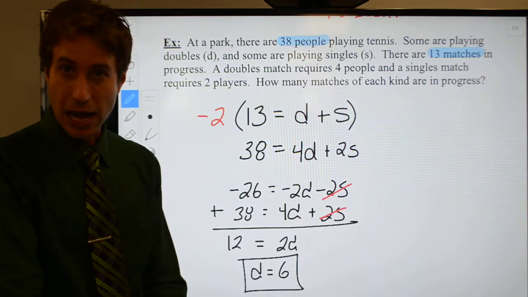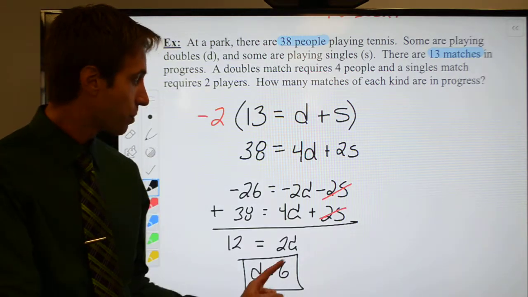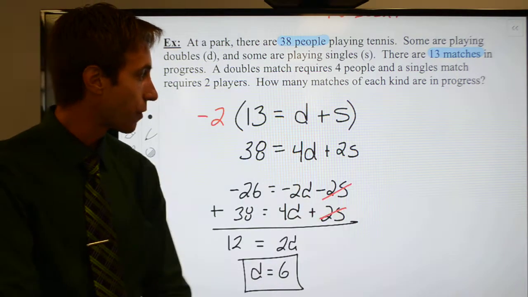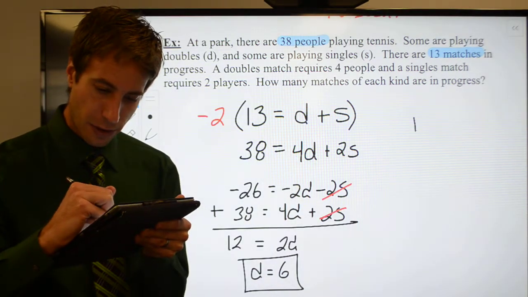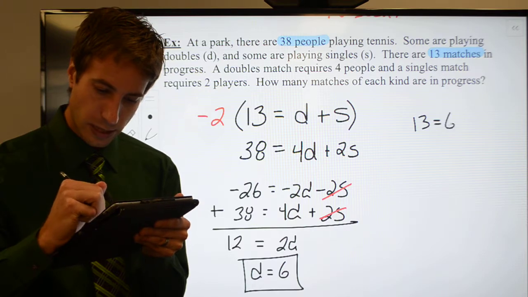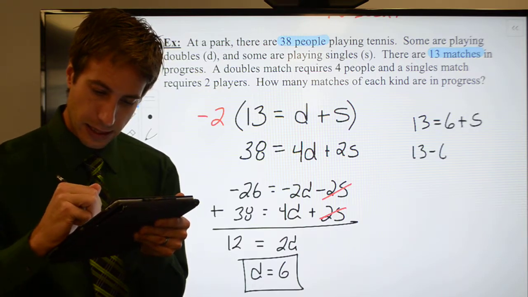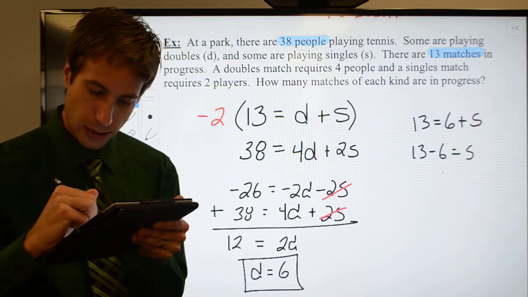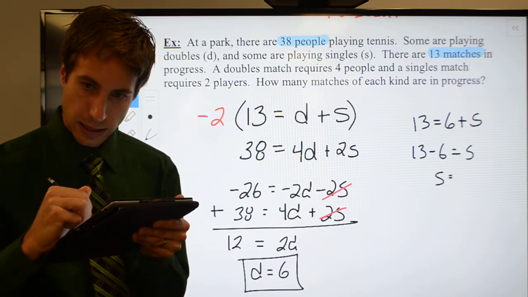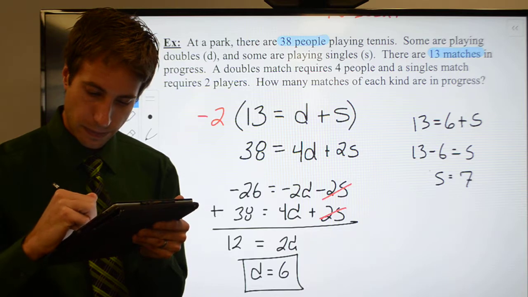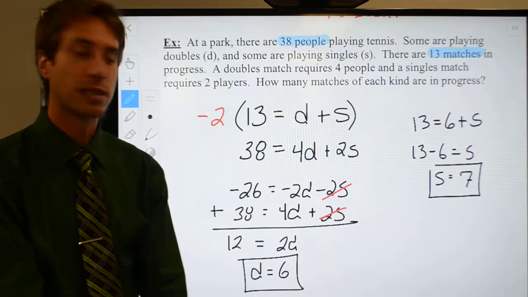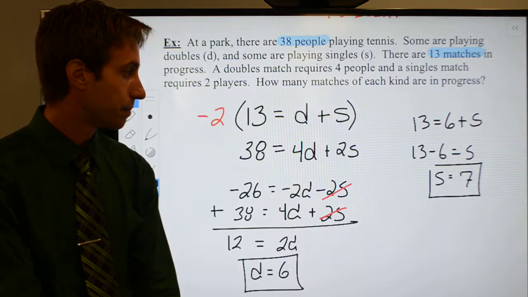Now, how do I figure out how many singles matches there are? Well, I'll just plug the 6 in for d, solve for s, which means that I will have 13 is equal to 6 plus s, which means 13 minus 6 is equal to s, which means that s is equal to 7. 7 singles matches being played.